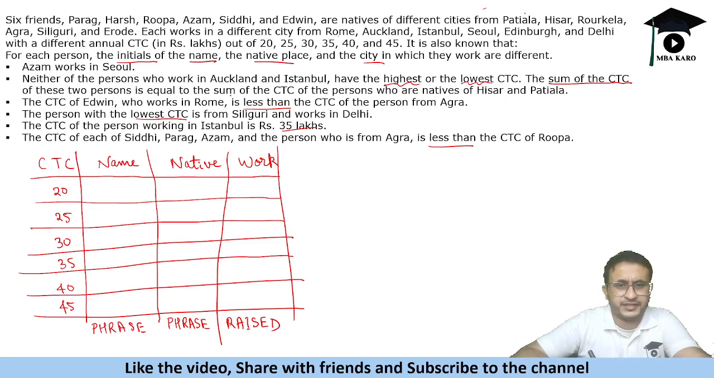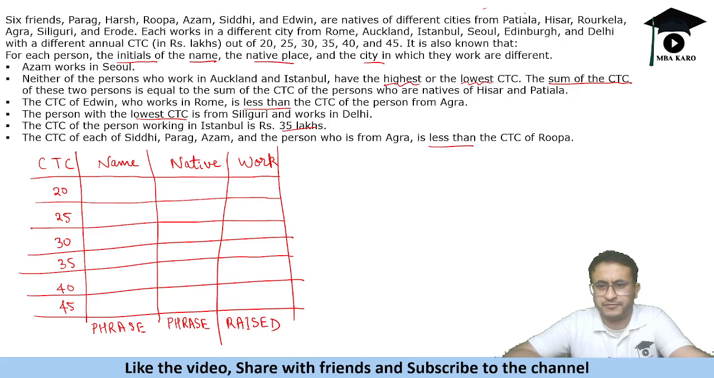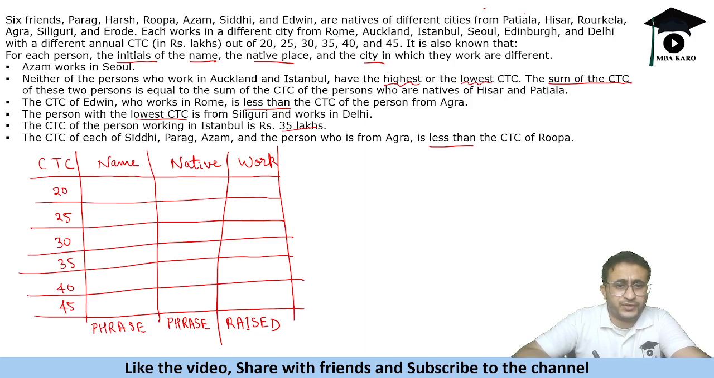CTC of Edwin is less than the person from Agra. Okay, we do not know what is the CTC of the person from Agra. ठीक है, so we cannot put it. The person with the lowest CTC is from Siliguri and works in Delhi. So native is Siliguri, work is Delhi.